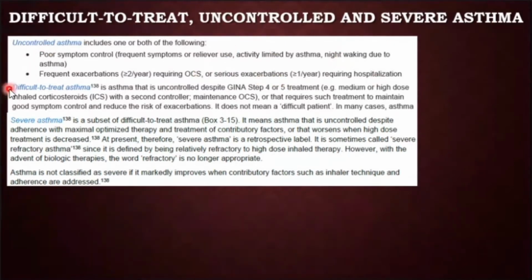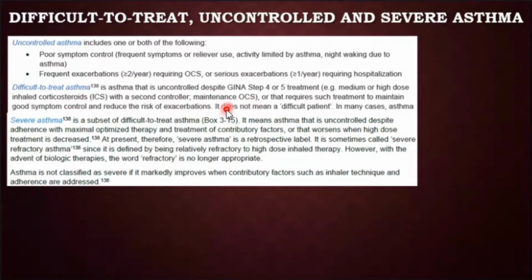So that's uncontrolled asthma. A difficult to treat asthma is an asthma that is uncontrolled despite step 4, step 5 of your GINA treatment. If you remember the step ladder that we had seen. So step 4, step 5, that is moderate to high dose of ICS plus moderate to high dose of LABA, or you've added a LAMA therapy, or you've added your leukotriene receptor antagonist or other therapies. Despite that, the asthma is still uncontrolled. Or difficult to treat asthma is also asthma that requires this kind of treatment to maintain good symptom control and reduce the risk of exacerbations.